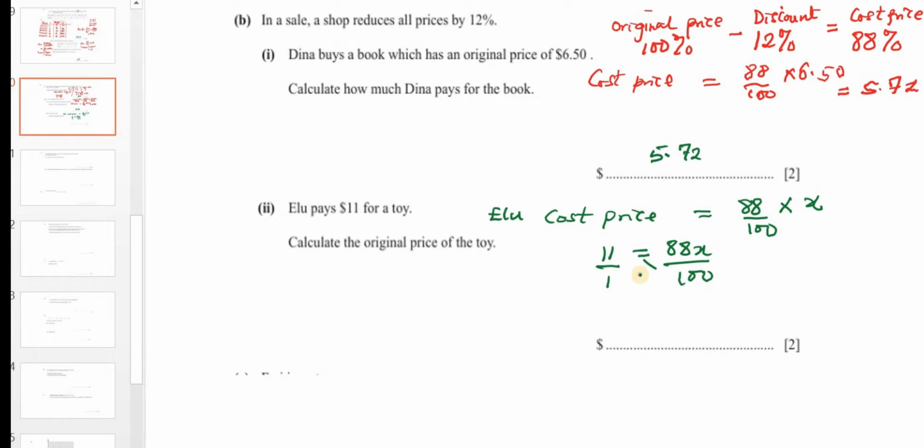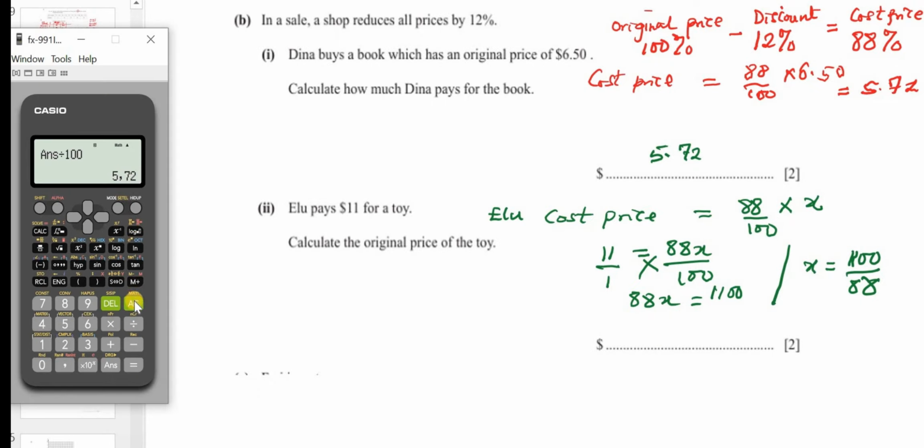So let's cross multiply. This gives me 88x is equal to 11 times 100, sorry, 1100. Then x will be equal to 1100 divided by 88, so by dividing both sides by 88, I have 1100 divided by 88.